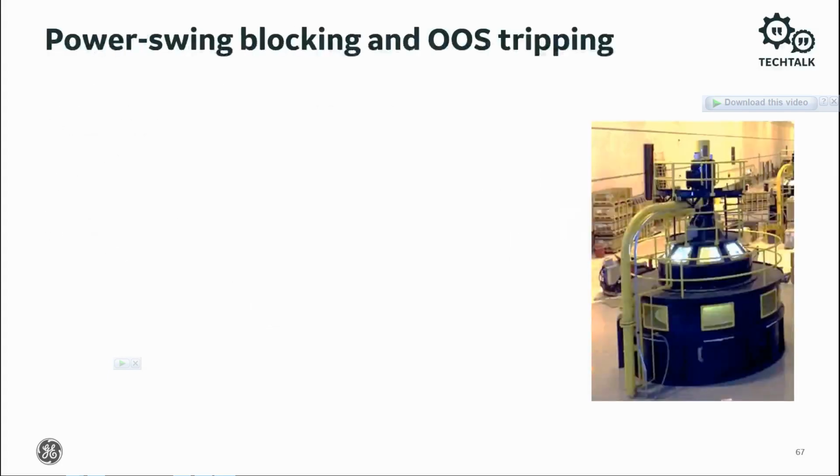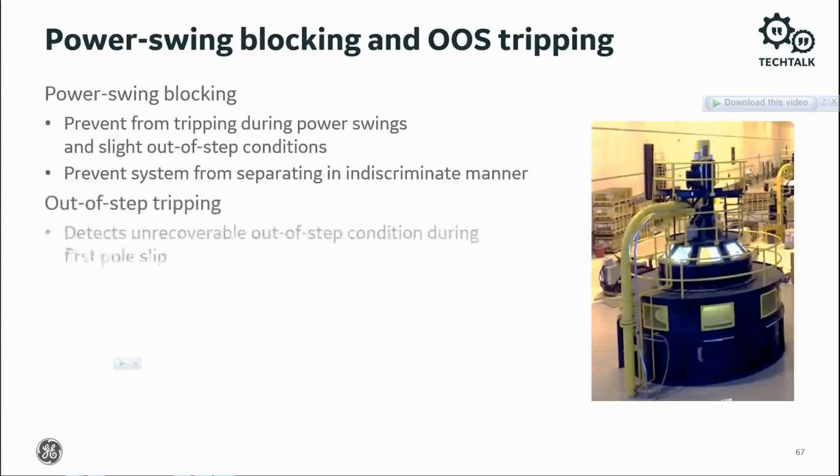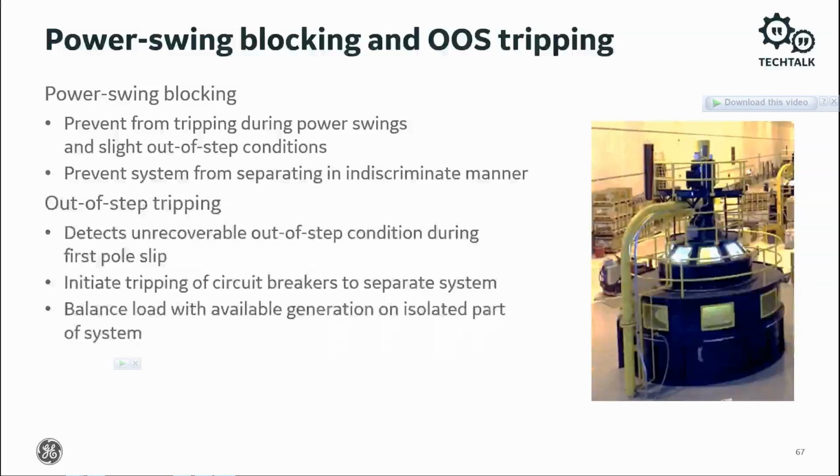We can define power swing blocking and out-of-step tripping like this. For power swing blocking, we prevent tripping during power swings and slight out-of-step conditions, and we prevent the system from separating in an indiscriminate manner. Out-of-step tripping detects unrecoverable out-of-step conditions during the first pole slip. We initiate tripping of the circuit breakers to separate the system and balance load with available generation on the isolated part of the system.